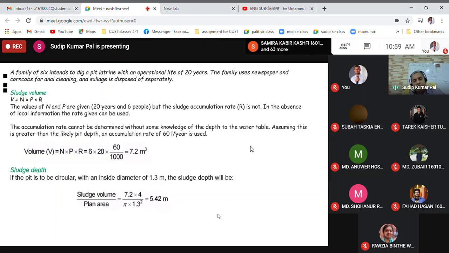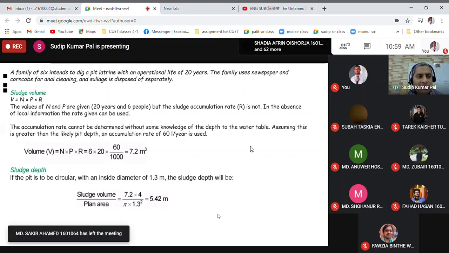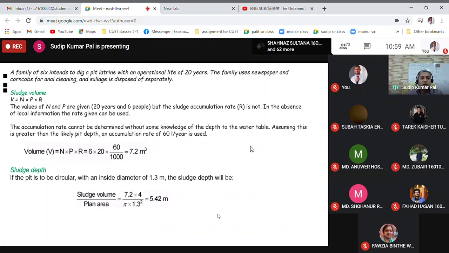And this is how we started our calculation. As you can see here, a family of 6 members intends to dig a pit latrine with an operational life of 20 years. The family uses newspaper and corn cobs for anal cleaning, and salace is disposed of separately.